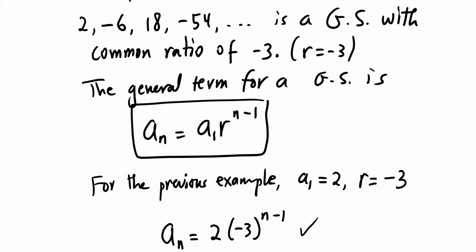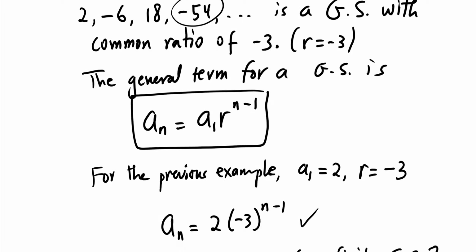So for example, if I want to find a sub 4, all you have to do is substitute n equals 4 on both sides of the equation, and that should give us negative 54. You can try it and see if you get the same result.